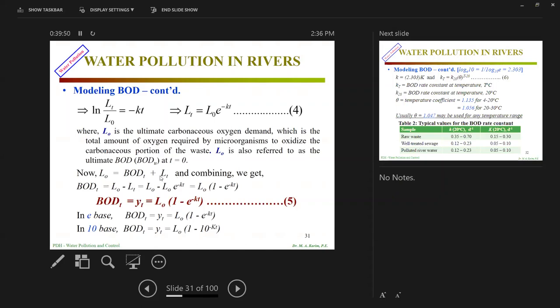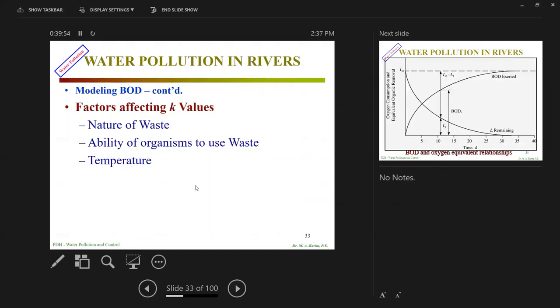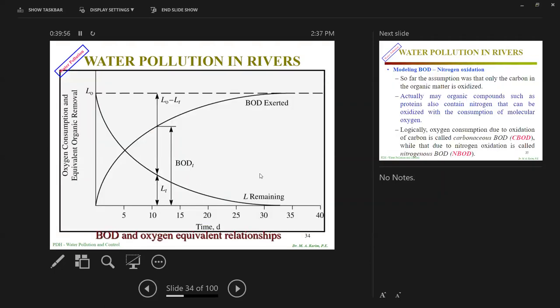I need to show you a graph before I go further. This graph is the one where we did L_T equal to L0 into e to the minus kt. Now, this is the one that means the remaining. If this is the original, total one, minus whatever the remaining will give me how much has been used, right? So my BOD at any time t would be just this part.